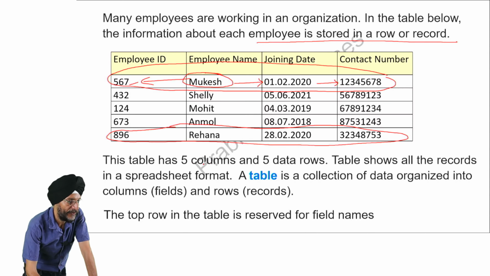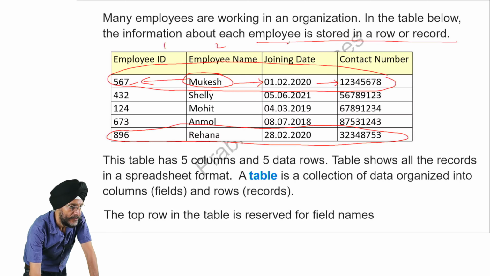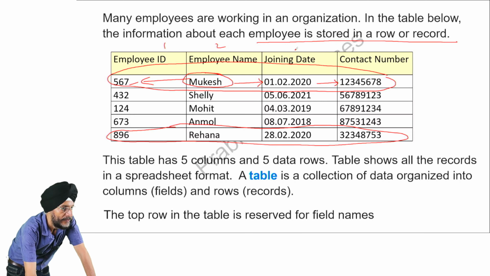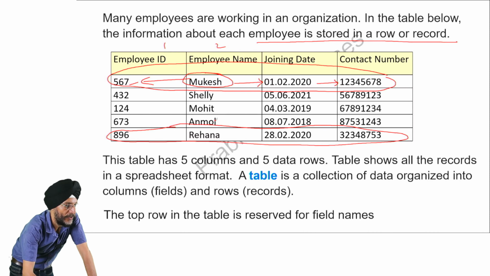This table has 4 columns and 5 rows. These are the 5 rows: 1, 2, 3, 4, 5.